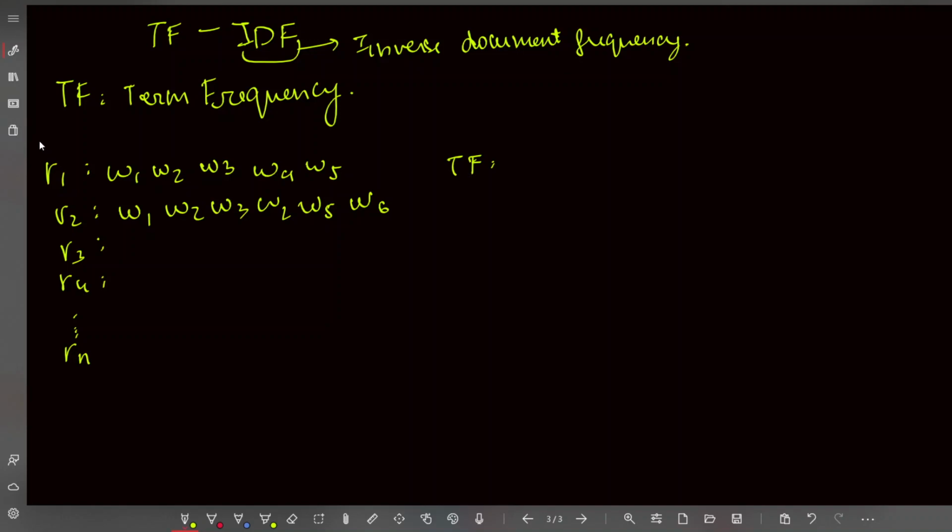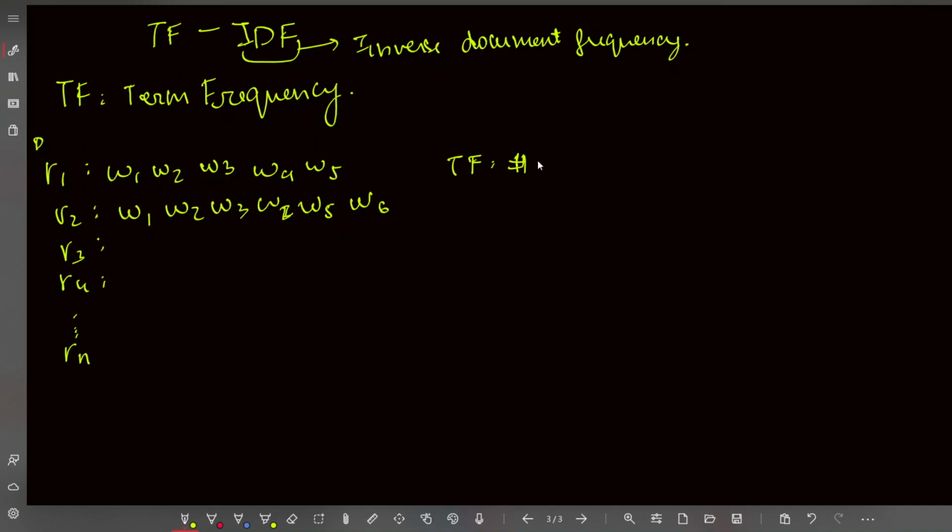Let's say I have a document corpus of reviews, R1, R2, R3, R4, all the way to Rn. And review one has some words. They're identified by word 1, word 2, word 3, word 4, word 5. Review 2 is identified by word 1, word 2, word 3, word 2, word 5, word 6, right? It doesn't have word 4. So, how do you calculate term frequency? Look, you calculate term frequency and inverse document frequency for each word, okay?